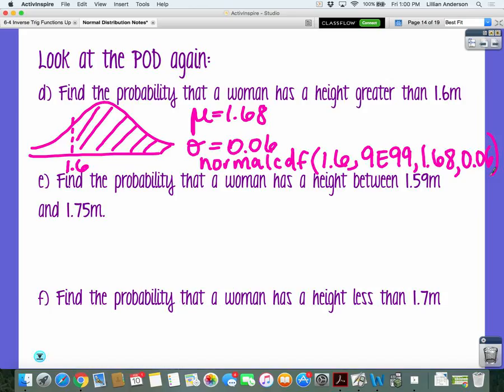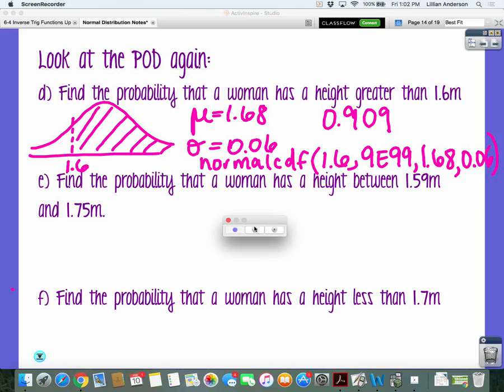And we get Error syntax. 0.909. Is that rounded to three significant figures correctly? Awesome. All right, let's look at the next one.